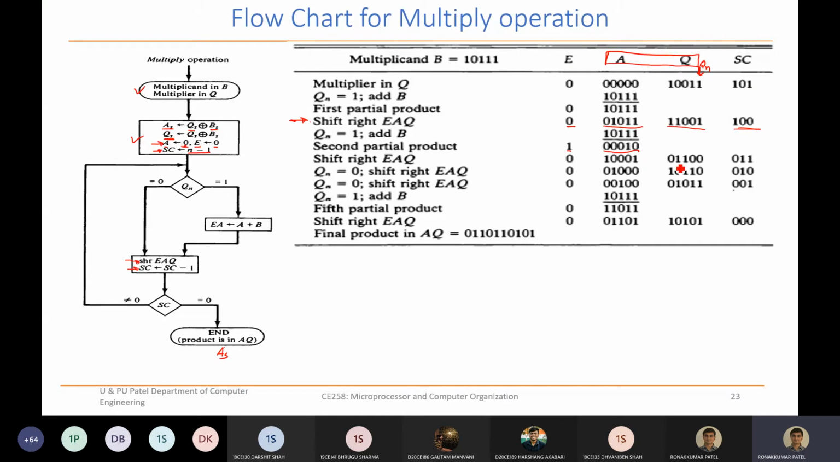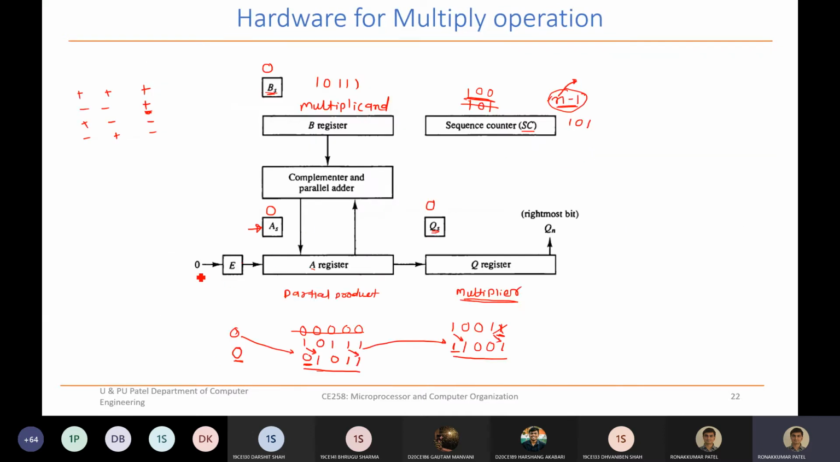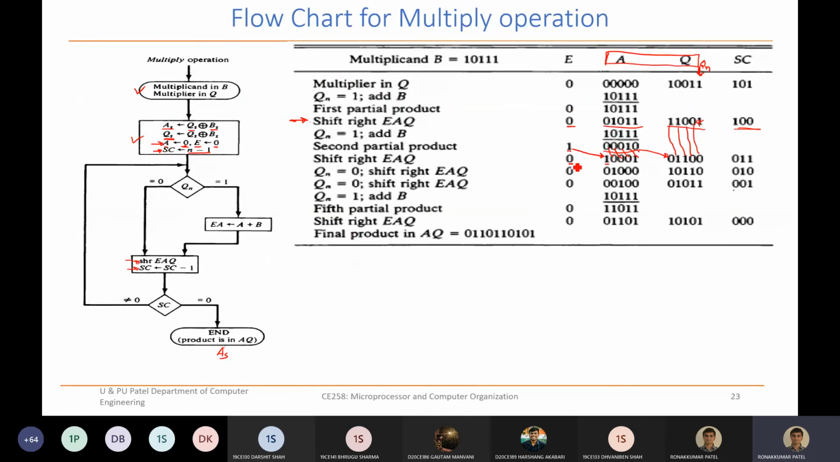So when you perform the shift right operation, this will be discarded. This one 0, 0, 0, 0, 1, 1, and this is empty. Now about A: here 1, 0, 0, 0. This is empty. So what do we need to bring? E. E is 1. So 1. And E is empty. So in E, what will come? 0. So 0 will be there. Okay, so the shift right operation is over.